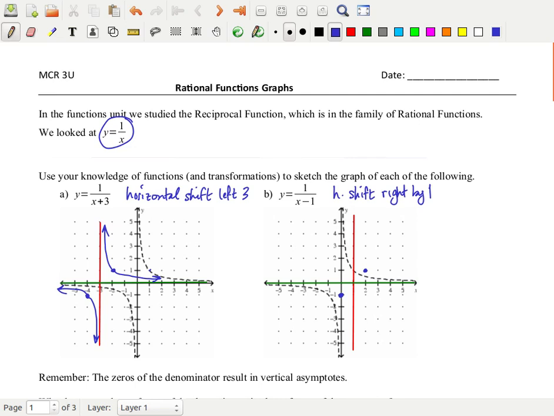And just as we had before, I'm now just going to sketch in the rest. I'm not going to try to come up with any other points. You could. They're there. It's just, we're really just trying to get an idea of the overall shape. So, as I say down here, remember the zeros in the denominator, those are going to result in vertical asymptotes.